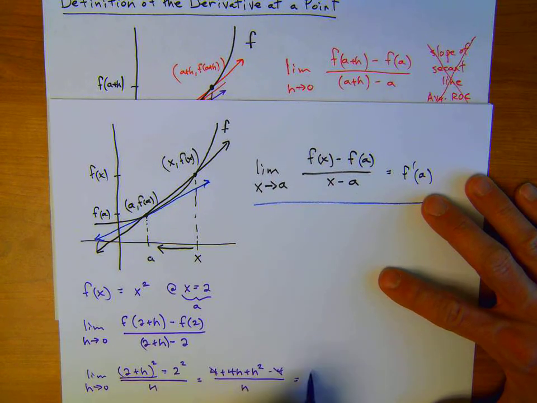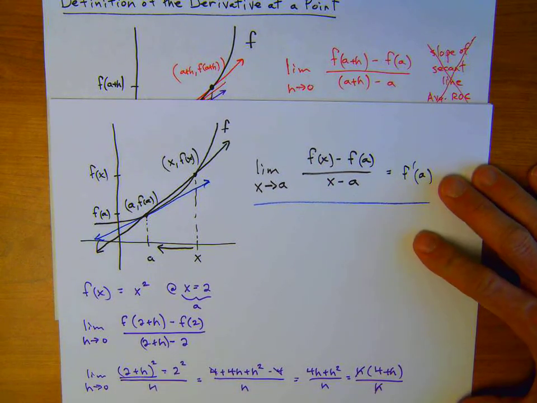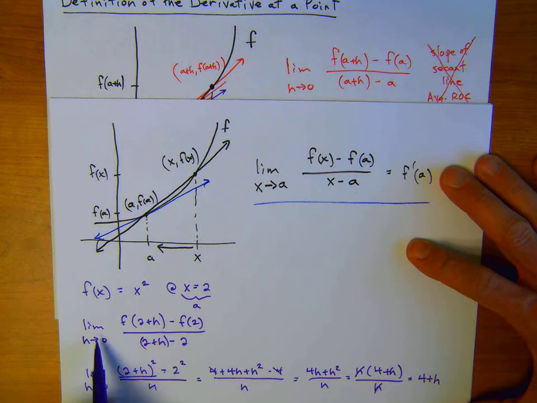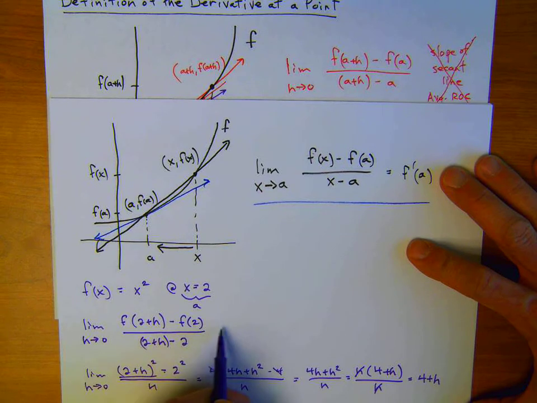I'm left with 4h plus h squared over h. Notice I can factor an h out of the numerator, so I'm left with 4 plus h over h. Those h's divide out to be 1, so that leaves me 4 plus h. Now notice, if I had put in 0 for h at the beginning, I would have gotten f of 2 minus f of 2 over 2 minus 2. In other words, I would have had 0 over 0. So substituting 0 for h gives me an indeterminate form.